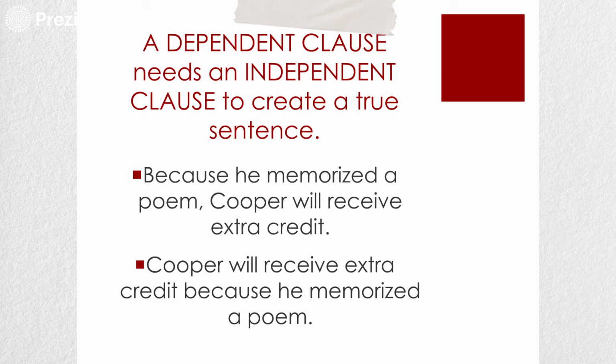Cooper will receive extra credit would make sense all by itself. But when I add the dependent clause because he memorized a poem, I get a more meaningful, more detailed sentence that has more information for my reader. So the full sentence would be, because he memorized a poem, comma, Cooper will receive extra credit. Now I could also switch around the two clauses. I can move the independent and the dependent around so that the independent clause comes first and the dependent comes second. And that would look like Cooper will receive extra credit because he memorized a poem.